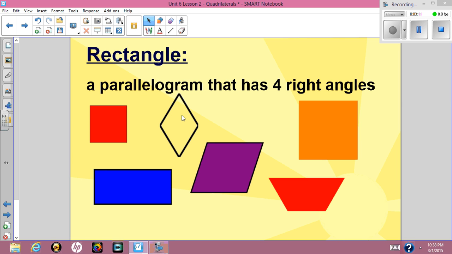Now let's look at this rhombus. Does this rhombus fit the category? It has 2 pairs of parallel lines, but it does not have 4 right angles. So a rhombus does not fit the category of a rectangle. This is another rhombus that does not fit, no right angles. Here's a square, another square. This square has 2 pairs of parallel lines and 4 right angles. So a square also fits the attributes of a rectangle, but this trapezoid does not.